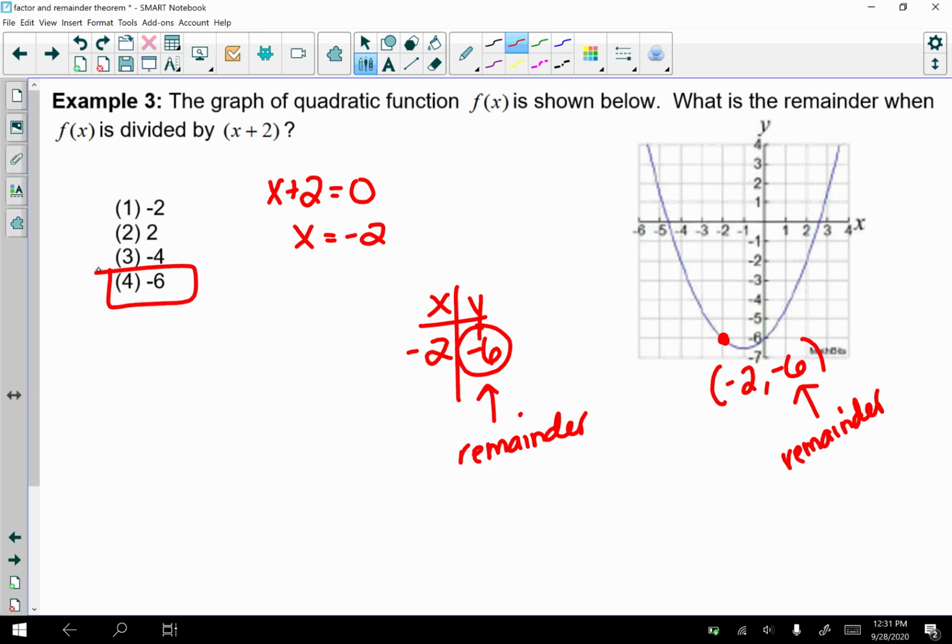So that's how you use the factor and remainder theorem to help you in solving some division problems if they're multiple choice or if they're graphic. You can always use it as a check as well if you're asked to actually divide and find the quotient.